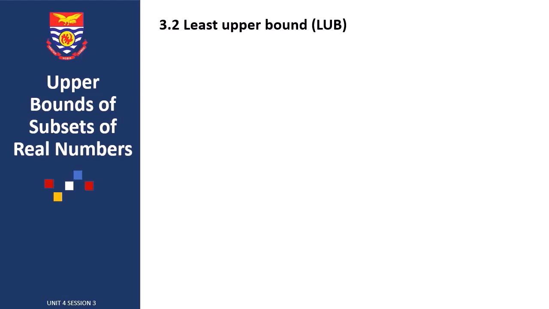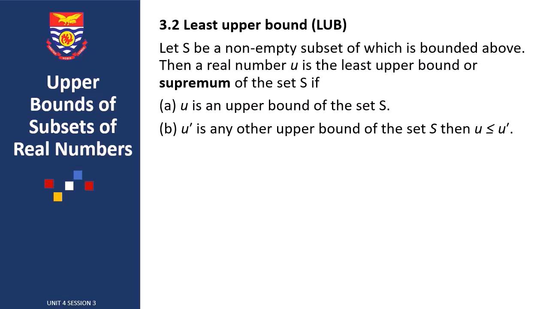Let's look at the least upper bound, LUB. Let S be a non-empty subset of R which is bounded above. Then a real number U is the least upper bound, another name is the supremum. We've already looked at that. So U is an upper bound of the set S, and it doesn't end there. Once you identify that it's an upper bound, there might be more upper bounds. So the next condition is that if U prime is any other upper bound of the set S, then U is less than or equal to U prime. Then we say that it is the supremum or the least upper bound.